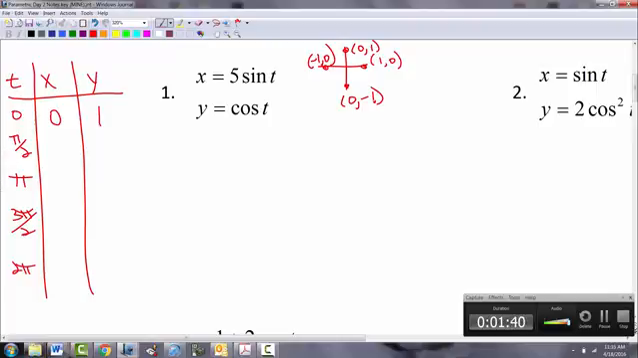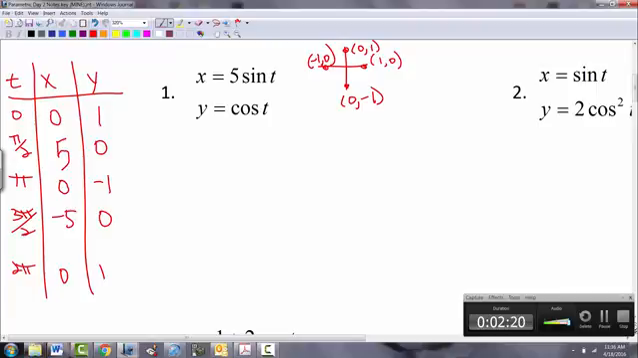What's sine of pi over 2? 1. Times 5 is what? 5. Let's turn that into a 5. And what's the cosine of pi over 2? 0. What's the sine of pi now that the ball's rolling here? 0. What's the cosine of pi? -1. What's the sine of 3 pi over 2? -1 times 5 is -5. What's the cosine of 3 pi over 2? 0. Then you end up getting this again because it's the same thing as 0.